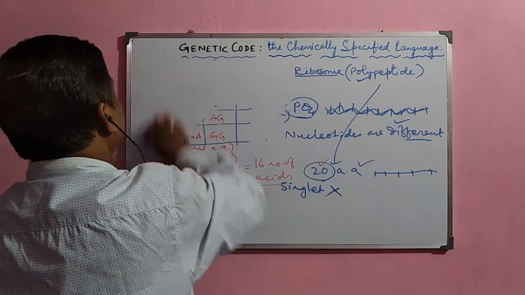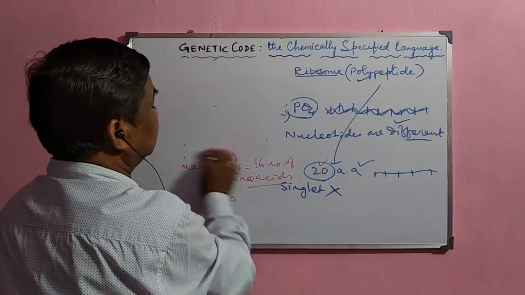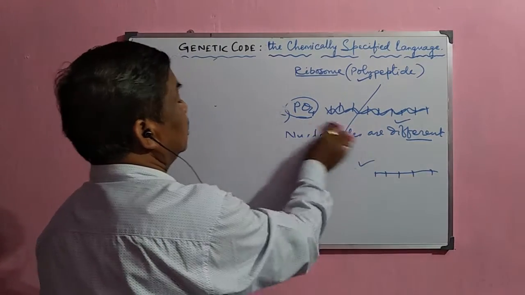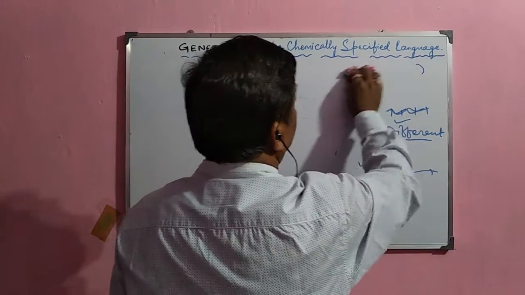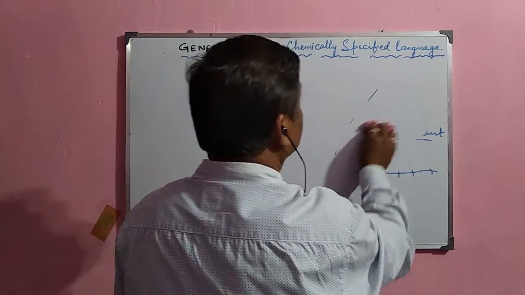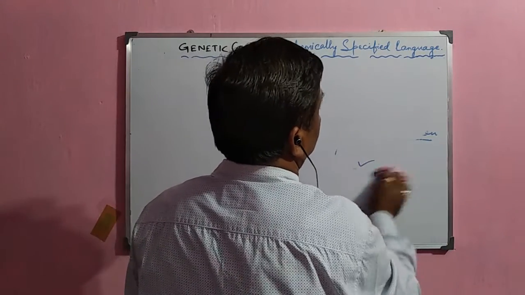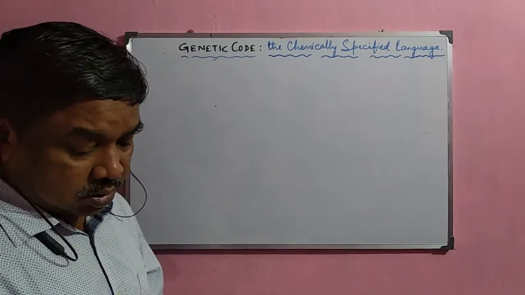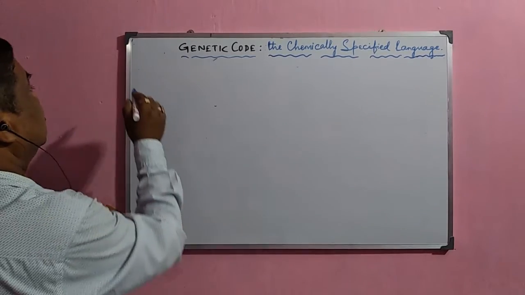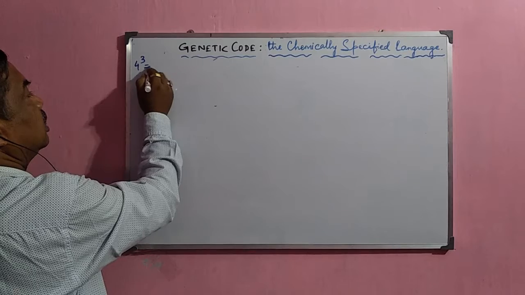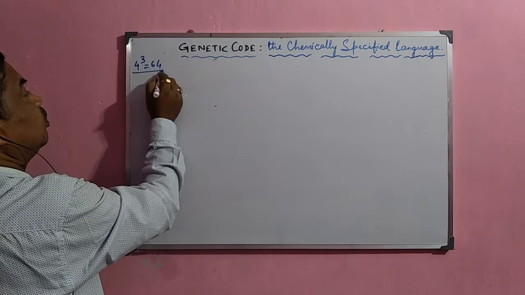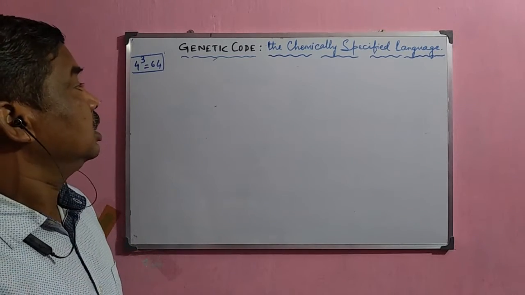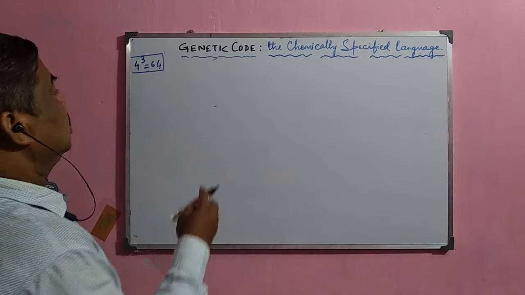Now, if there are 4 nitrogenous bases and they will form triplet codes with one another by the permutation combination method, then what is the maximum number of combinations that can be possible by this method? Now, there are 4 nitrogenous bases, and if these 4 nitrogenous bases form the triplet code, then a maximum of 64 combinations can be formed. And how these 64 combinations can be formed, let us see.